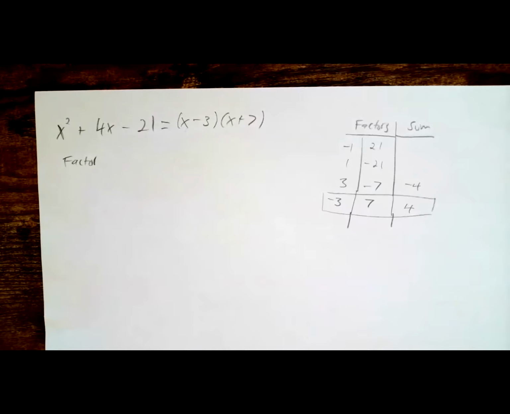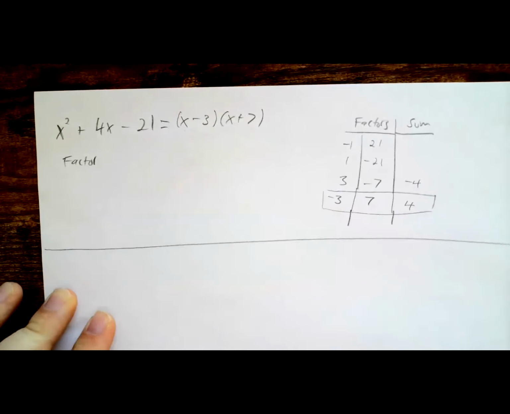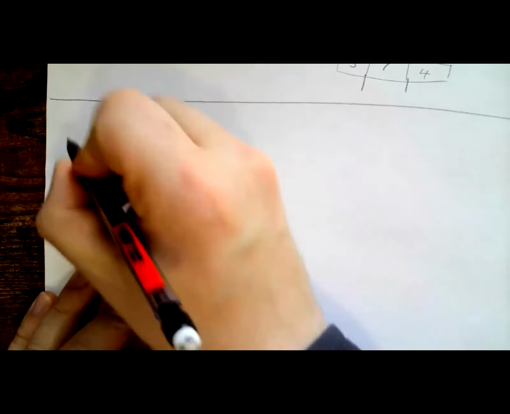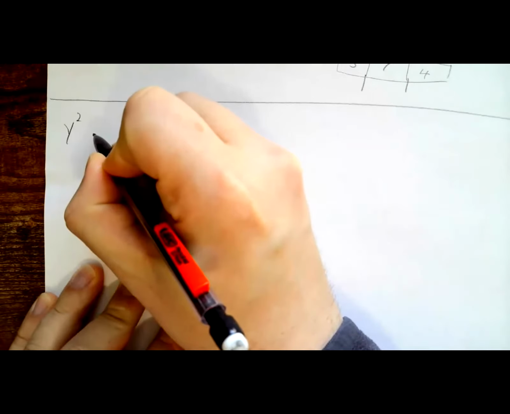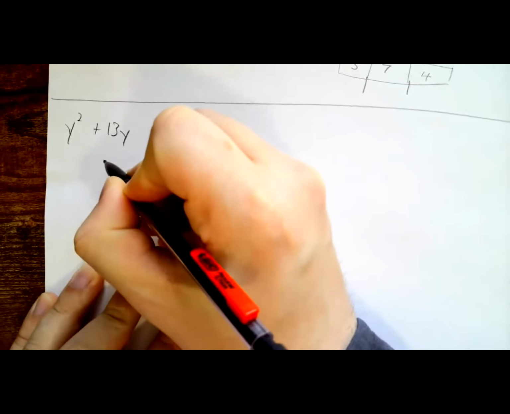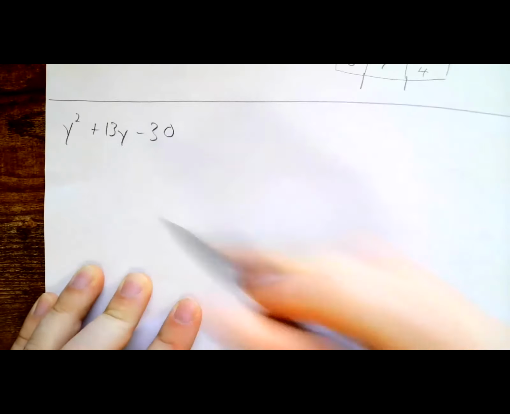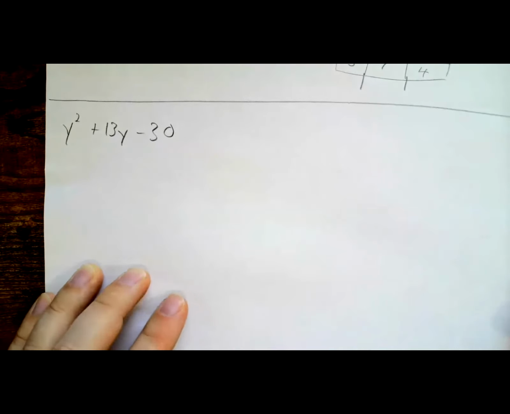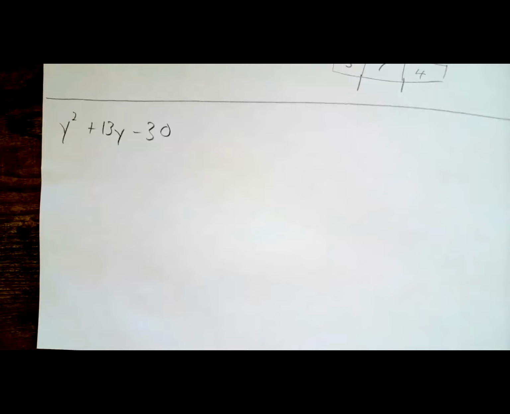Let us take y squared plus 13y minus 30. And please take a moment to factor that. Remember, you're searching for numbers that multiply to negative 30 and add up to 13. So take a moment, let me know when you're done, and I'll check in.